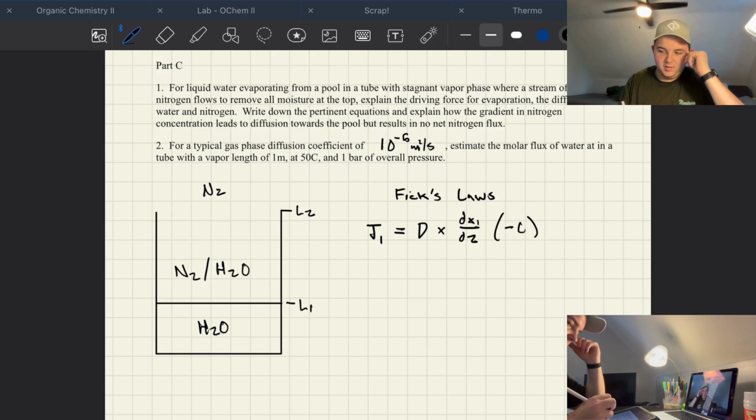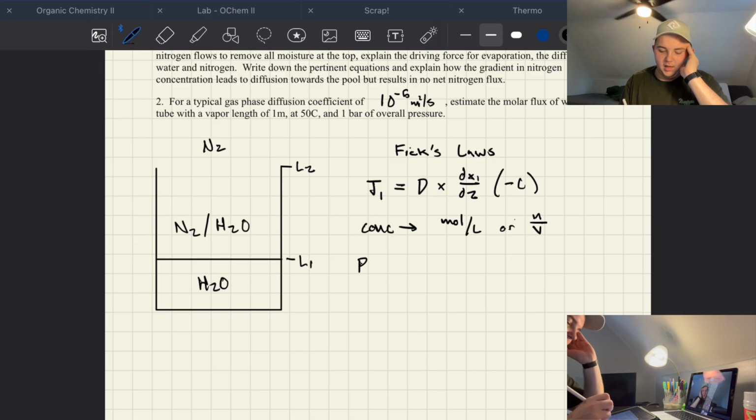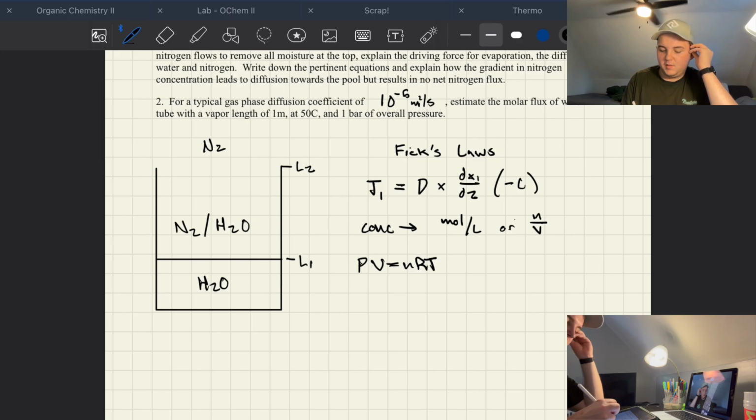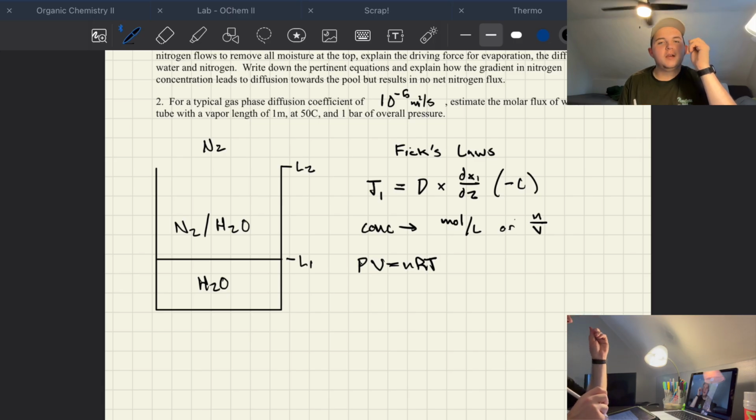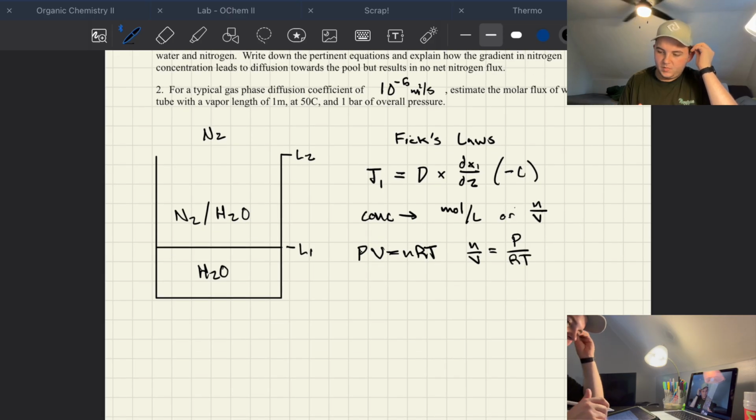So this concentration can be written as moles per liter, or N over V, which we can relate using one of our favorite laws, PV equals nRT. Or, well, in this case, we need to have it rewritten as N over V equals P over RT.